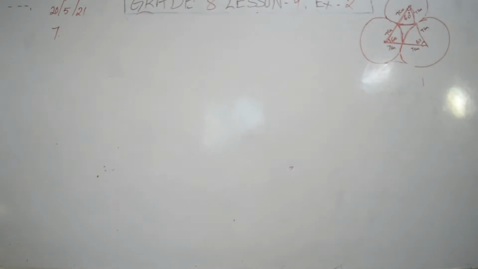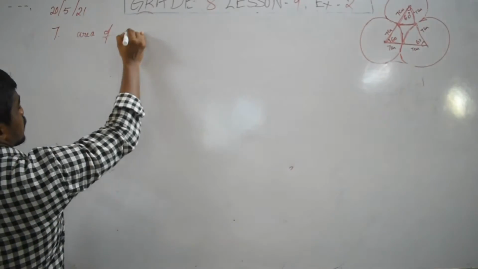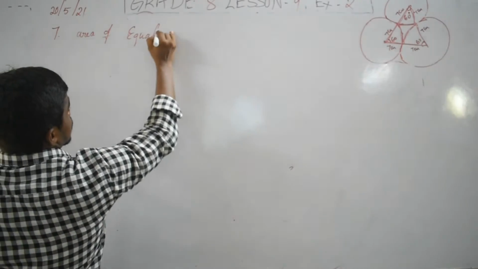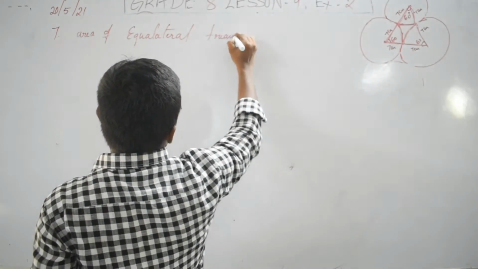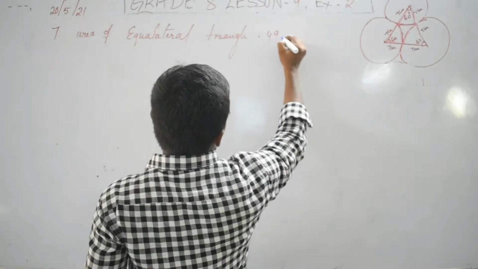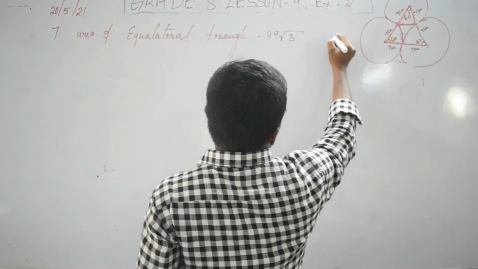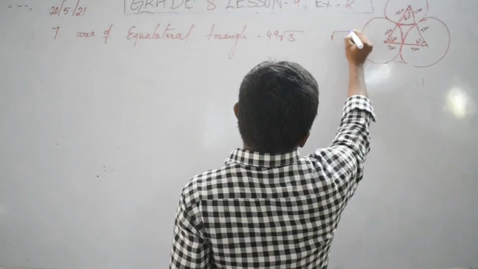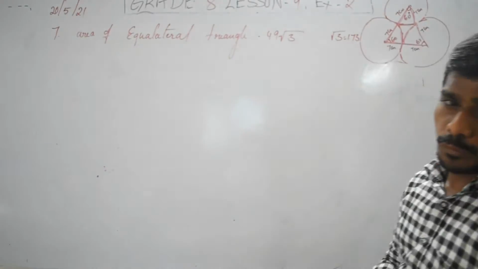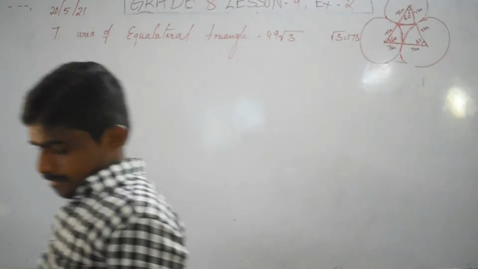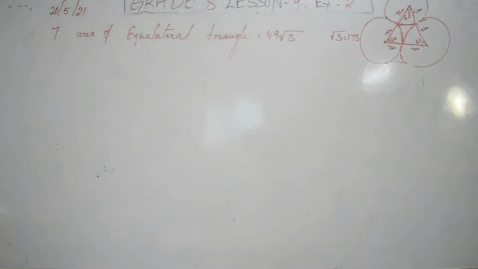Here the area of the equilateral triangle is given: 49√3. Always, according to trigonometric values, the √3 value is 1.73. Now, next, the area of the sector.